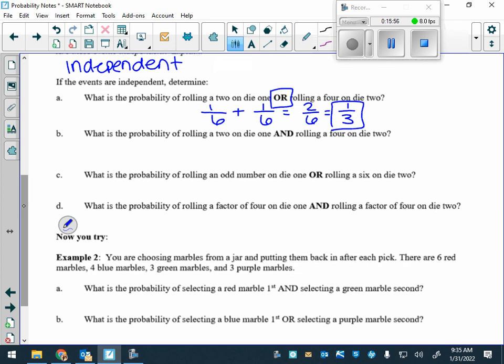So now we look at B. What is the probability of rolling a 2 on die 1 and rolling a 4 on die 2? So keyword and, what are we doing? Multiplying what together? 1/6 times 1/6. What do we end up getting? Yep. 1 out of 36 chances of that occurring.